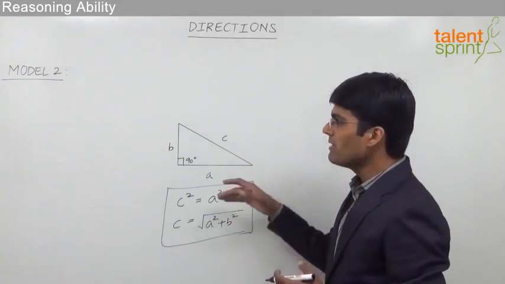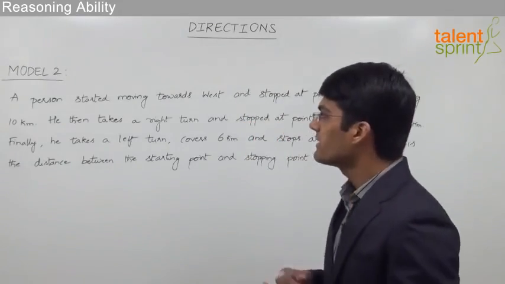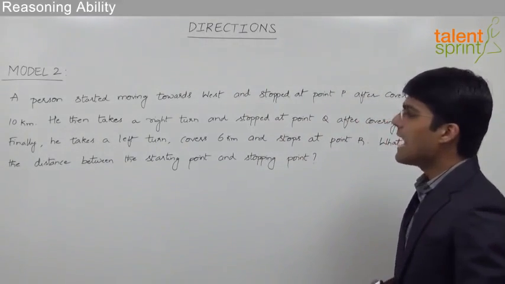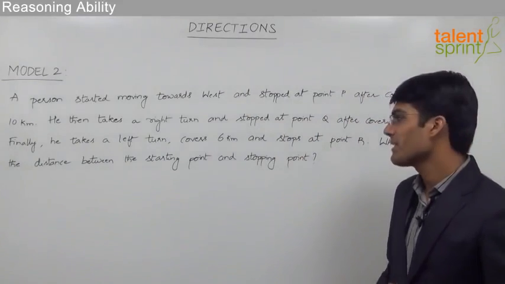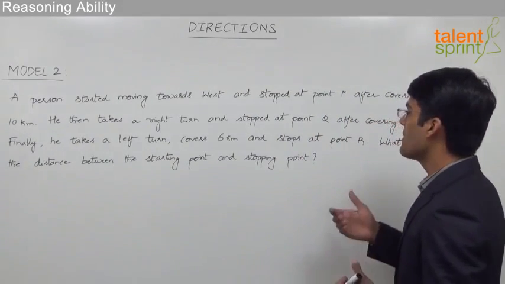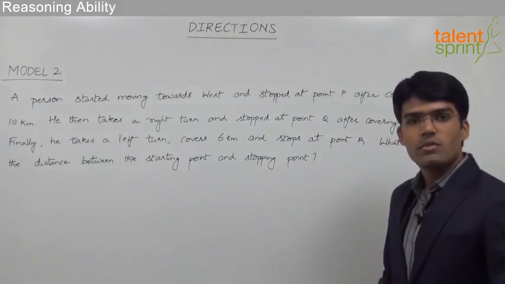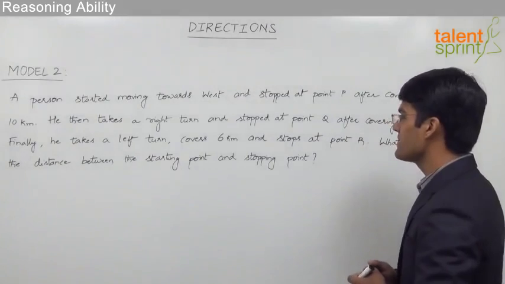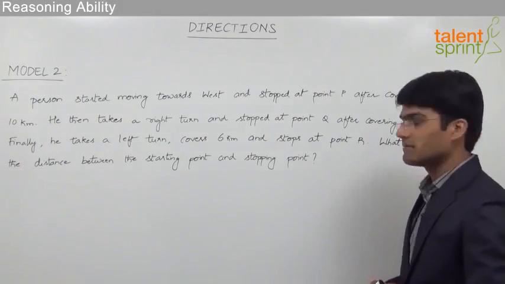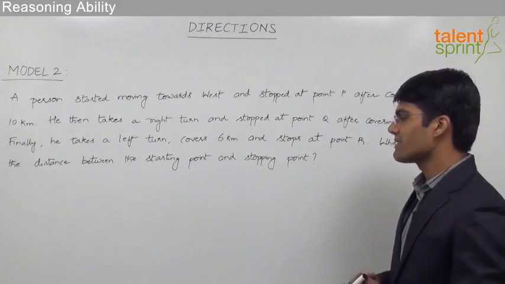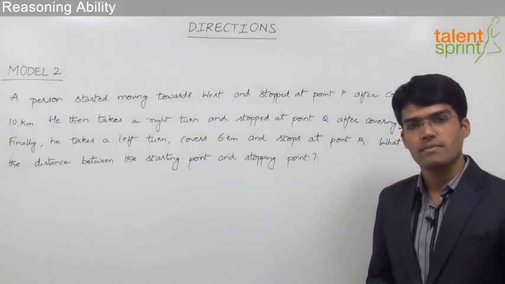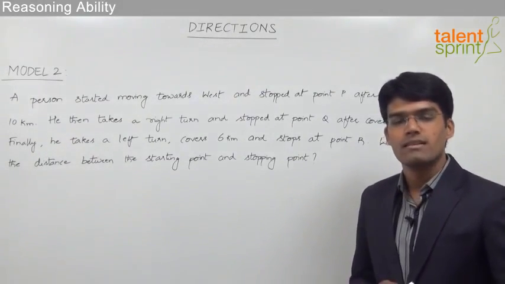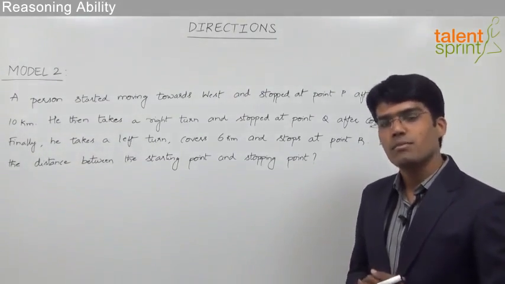Let us now take an example based on this concept. The question is, a person started moving towards west and stopped at point P after covering 10 kilometers. He then takes a right turn and stopped at point Q after covering 12 kilometers. Finally, he takes a left turn, covers 6 kilometers and stops at point R. What is the distance between the starting point and the stopping point? So here again, the movement of a person is given to us and we are supposed to find out the distance between the starting point and the stopping point.